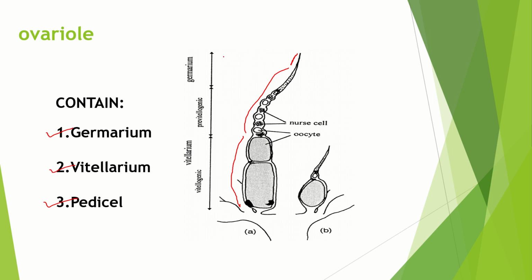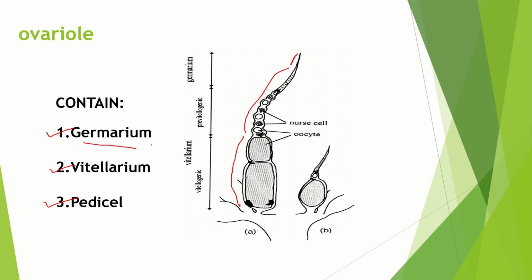Oocytes are produced and surrounded by follicle cells forming an epithelium. The oocyte with the follicular epithelium is called the follicle. The youngest oocyte passes through the germarium to the vitellarium and then to the pedicel. After passing through the pedicel, it enters the lateral oviduct, and then passes through the common oviduct.